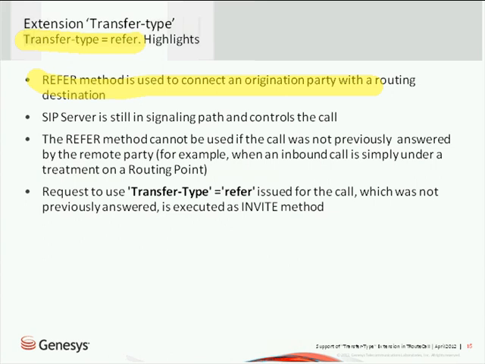routing type. This refer method, with keeping SIP server in signaling path, cannot be used if the call wasn't previously answered by remote party. That would be our trunk DM2 or some other party actually. That's the limitation of this transfer type key value.